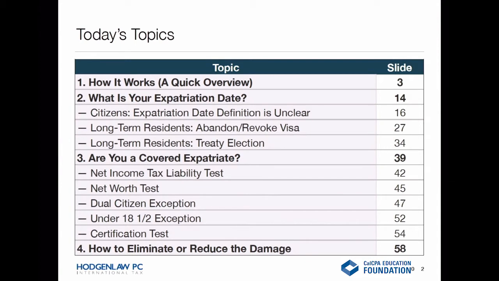So once we go over the overview, I'll go into what's your expatriation date. And that is relevant because to be an expatriate, you must have had an expatriation event, and that event takes place on a date. And that date is sort of the dividing line in your life for tax purposes that you'll be using when you're preparing tax returns and also making life decisions. And then, are you a covered expatriate? That's really important because there are certain tax and paperwork consequences for covered expatriates. Typically, people want to avoid those. So we'll go over the criteria for being a covered expatriate and some exceptions to those.